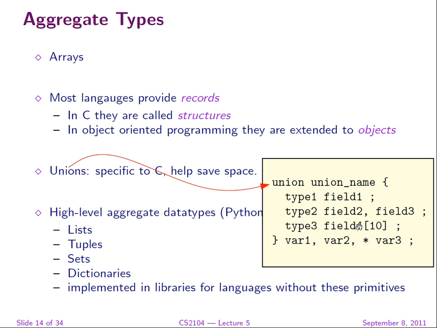Nowadays, memory is very cheap. So you are not that bothered to share the space of an integer and an array of characters, for instance, because you don't happen to use them both at the same time.